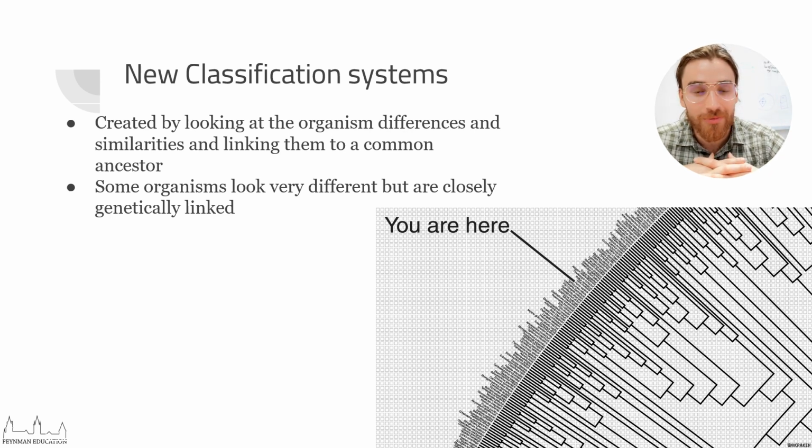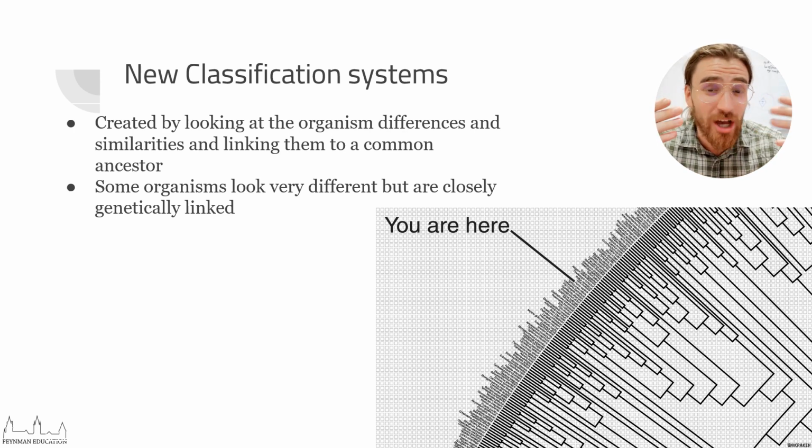Again, as technology develops, in this case looking into the genetic realm of organisms, we now see that there are some organisms that might look very different from one another or very similar to one another, but have completely different or very similar genetics to one another. So we no longer classify them mainly based on similarities or differences that we can see. We look at their genetics, and this can come to incredible genetic trees.